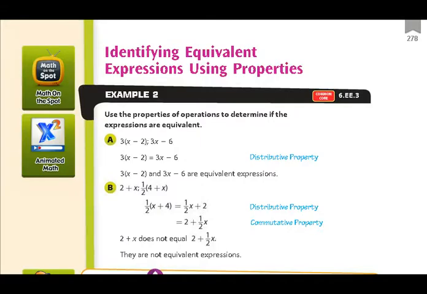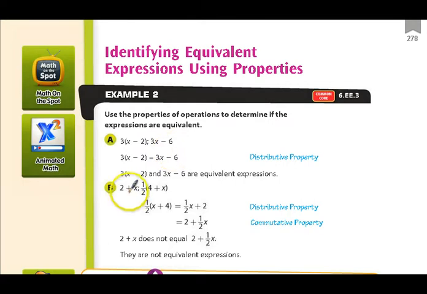Okay, so the next thing we're going to do is identify equivalent expressions using properties. So, use the properties of operations to determine if the expressions are equivalent. So we have 3 times x minus 6, and we need to know if it's equivalent to 3x minus 6. So the first step, we got to multiply 3 times x, and we get 3x, and 3 times negative 2, which is negative 6. So 3 times x minus 2 is equivalent to 3x minus 6. 3x minus 6, are those two equal or equivalent? Yes.